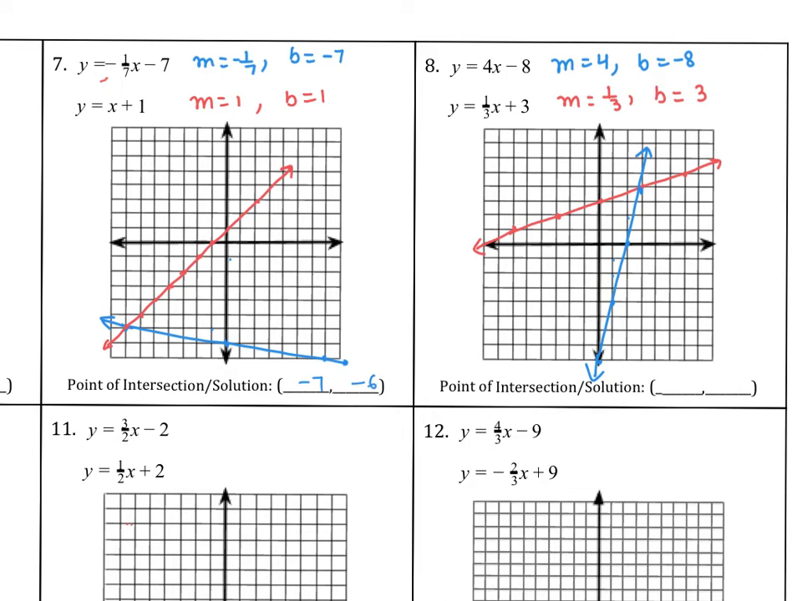For number 8, the slope is 4 and the y-intercept is negative 8. So you start from negative 8 and go up 4 over 1, up 4 over 1, up 4 over 1. For the second line, you start from 3 and go up 1 over 3. They meet at this point right here, and this point is 3 comma 1, 2, 3, 4. So 3 comma 4 is your point of intersection.